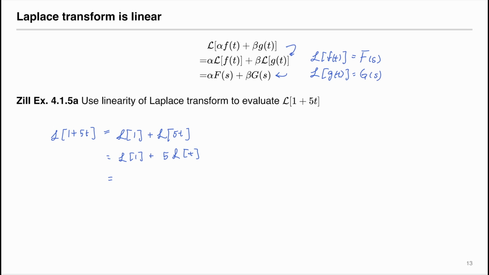What is the Laplace transform of 1? The Laplace transform of 1 proven before is 1 over s. And the Laplace transform of t was also proven before as 1 over s squared. And now we have solved the Laplace transform for addition of terms.